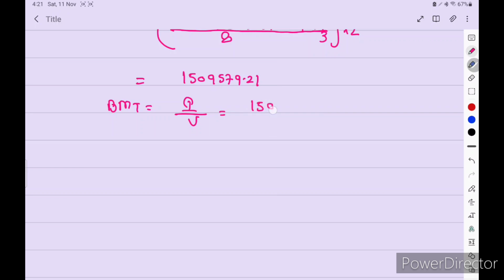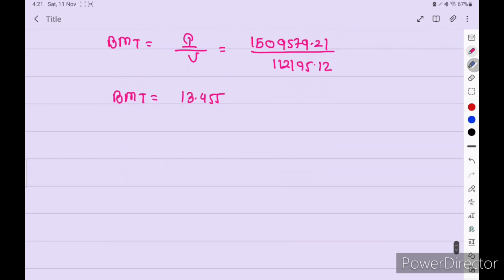So 150,957,921 divided by 112195.12. So BM transverse we get 13.455. So when you total, BM transverse is 13.455 into 2. So BM transverse is equal to 26.910.